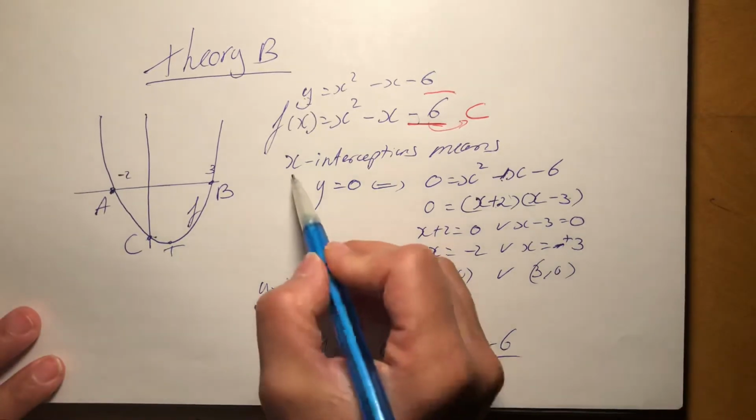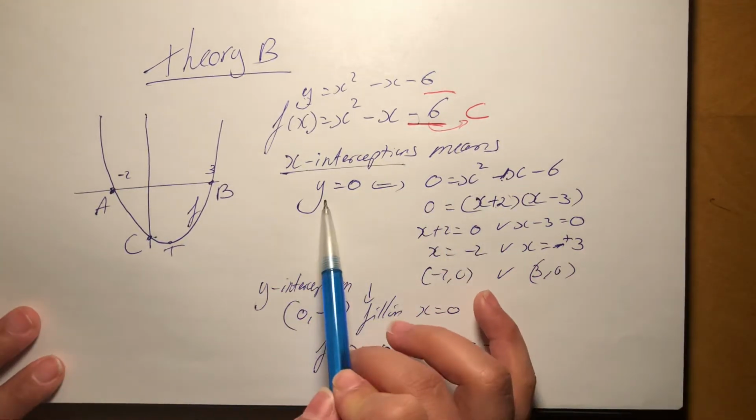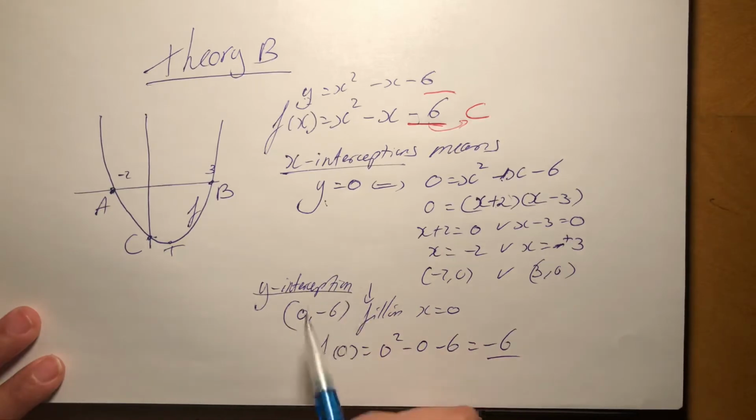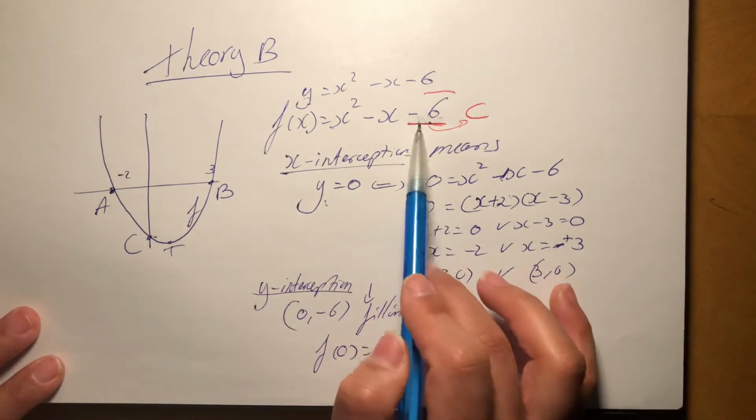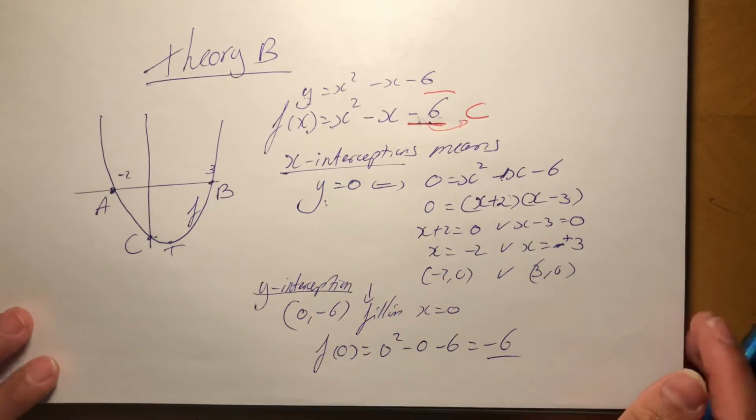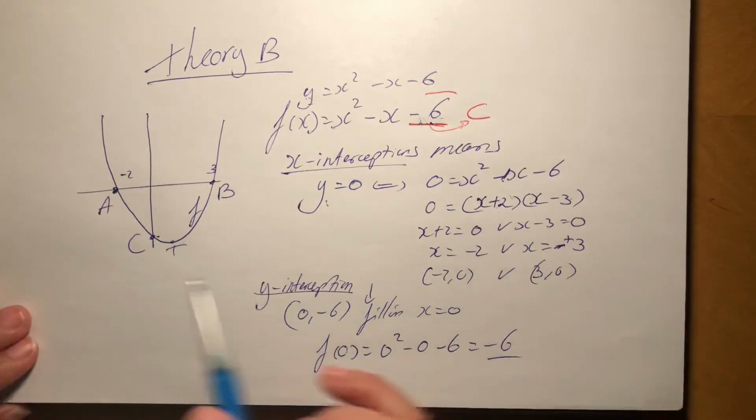So one more time, x-interceptions means filling y is 0. Y-interception means x will be 0. In this form, it's always the c. That is always the y-interception. How can we find the top?